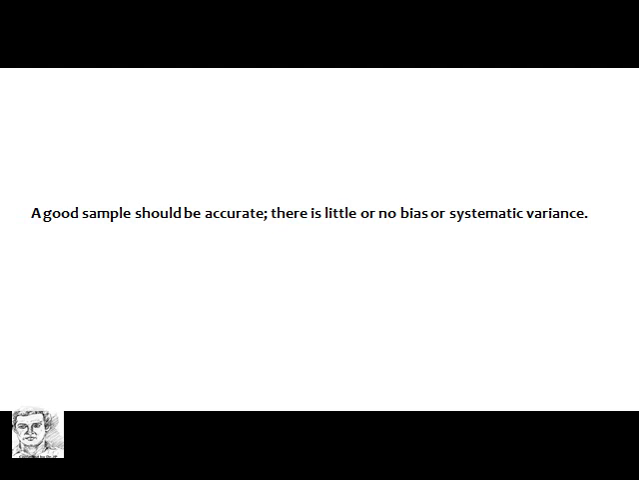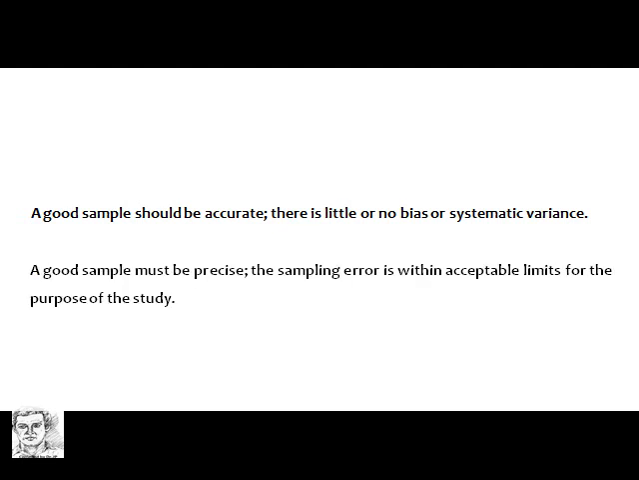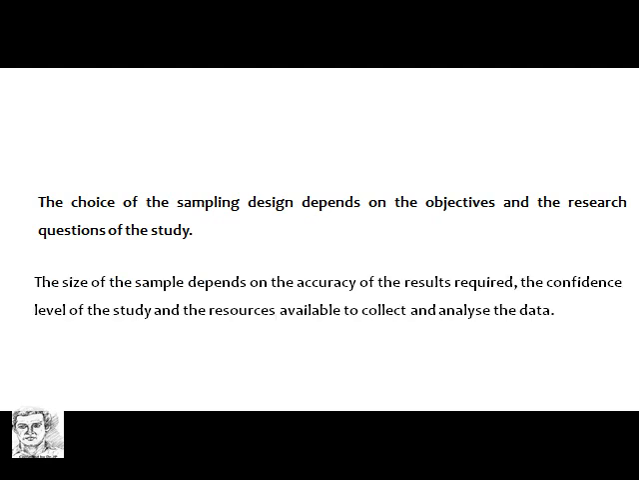A good sample should be accurate. There is little or no bias or systematic variance. A good sample must be precise. The sampling error is within acceptable limits for the purpose of the study. The choice of the sampling design depends on the objectives and the research questions of the study. The size of the sample depends on the accuracy of the results required, the confidence level of the study and the resources available to collect and analyze the data.